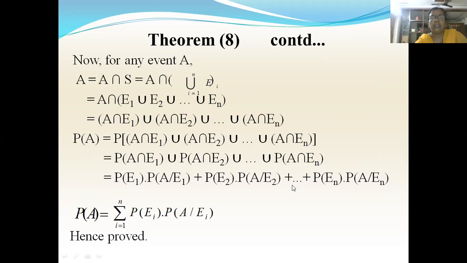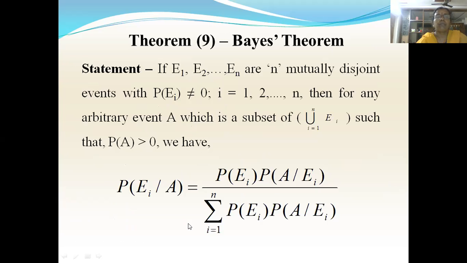So when I'm adding all this, I can write it as a generalized form: P(A) = summation P(Ei) × P(A|Ei), where i is from 1 to n. Hence proved. This is the total probability theorem proof.